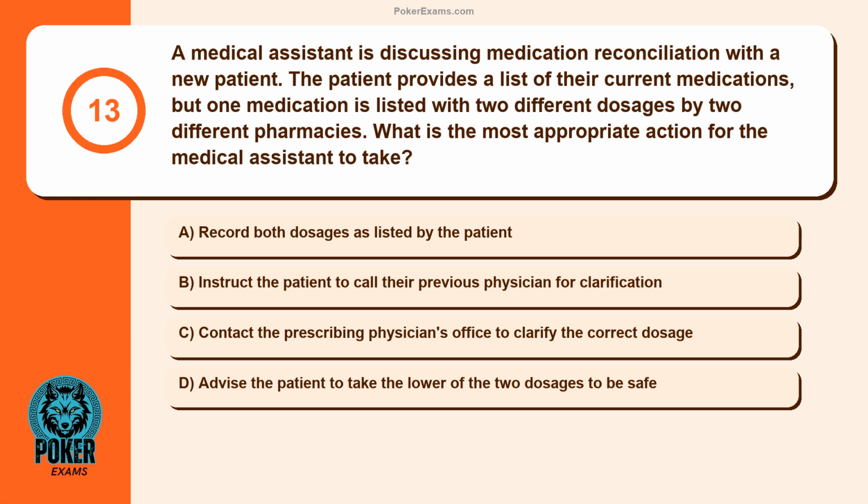Question 13. A medical assistant is discussing medication reconciliation with a new patient. The patient provides a list of their current medications, but one medication is listed with 2 different dosages by 2 different pharmacies. What is the most appropriate action for the medical assistant to take? Record both dosages as listed by the patient. Instruct the patient to call their previous physician for clarification. Contact the prescribing physician's office to clarify the correct dosage. Advise the patient to take the lower of the 2 dosages to be safe.